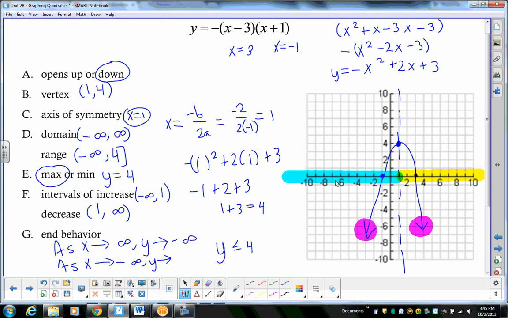If I read it going this direction, I see as x approaches negative infinity, the lower and lower and lower values I put in for x, y is still going to continue to get lower and lower and lower. So the end behavior, both ends, go to negative infinity.